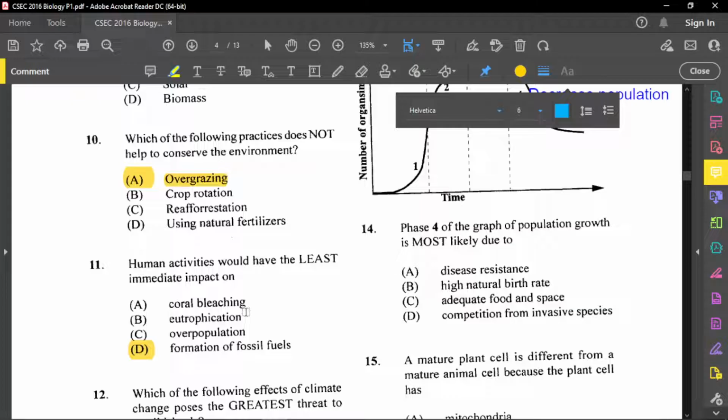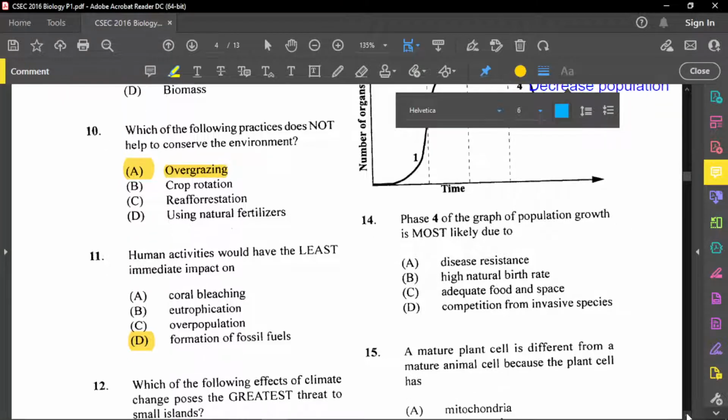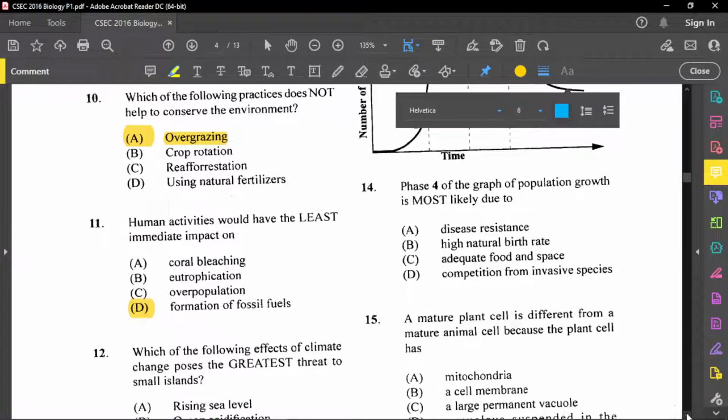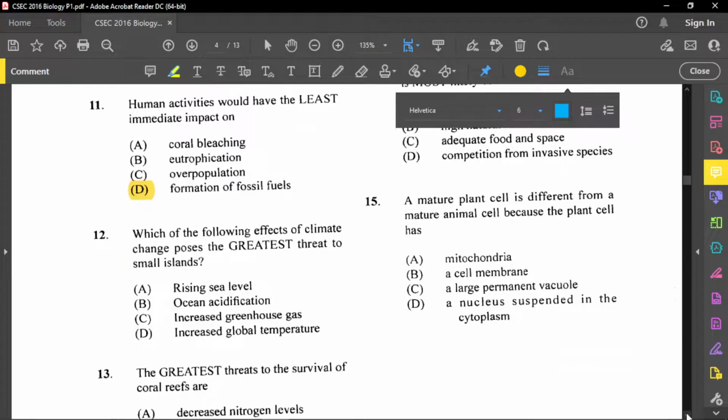But coral bleaching definitely. Quick action. Eutrophication, quick action by depositing fertilizer or manure in water bodies. You see excess growth of algae. Overpopulation, if we're having more children than what we can sustain, then definitely so. All right, number 12.